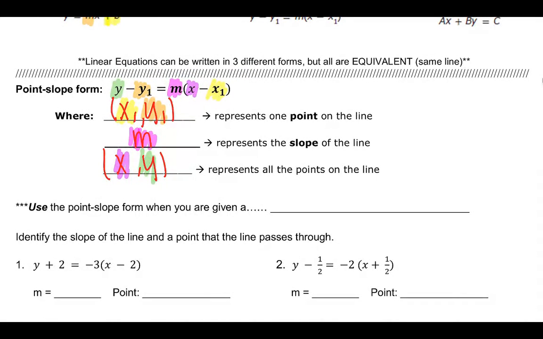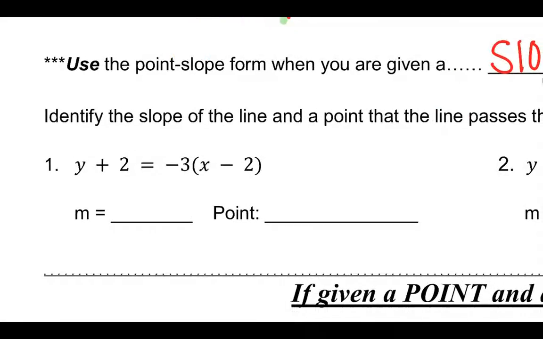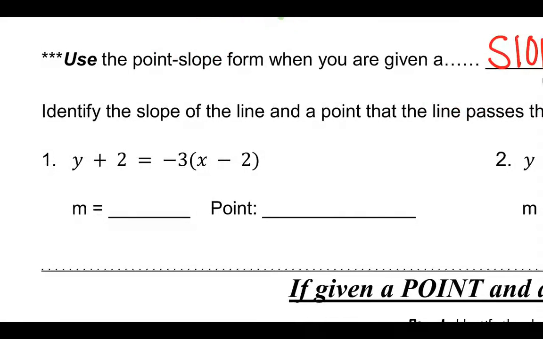This form is used when they give you a slope, your m, and a point, your x1 and your y1. So let's look at these two problems here. This says y plus 2 equals negative 3 times x minus 2. So it wants us to identify the slope in this equation and also the point that was given to us in this equation. Well, I can always identify the slope because it's next to those parentheses.